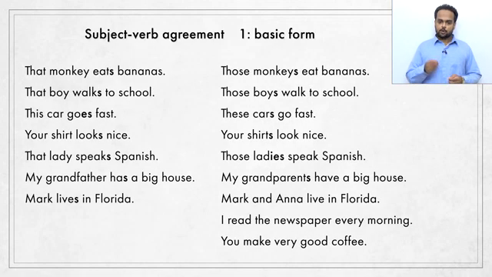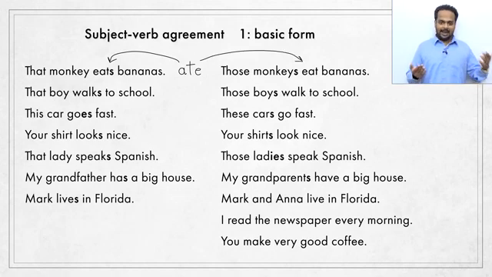Let's get back to the original sentences for a moment. I want to point out that subject-verb agreement rules only apply to the present tense. In the past tense, subject-verb agreement isn't a problem because there's only one past tense verb form. The past tense of eat is ate. So we say that monkey ate bananas, those monkeys ate bananas. It's the same for both singular and plural subjects.